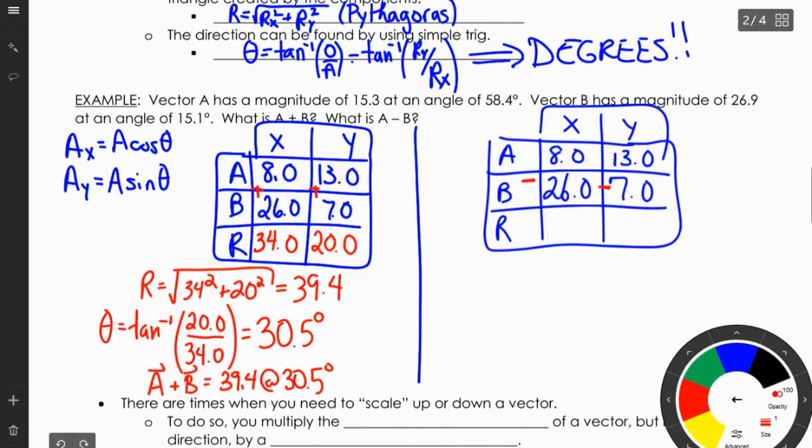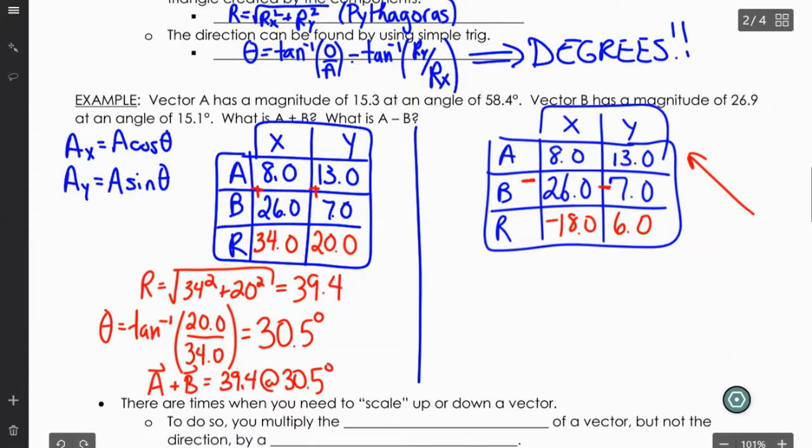So 8 minus 26 is negative 18, which now tells me my answer is going to go to the left, right? And now this is going to determine if it's going to go up or down. So 13 minus 7 is 6, which means it's going to go up. So my resultant will look something like this, right? And now we just simply do our calculation.